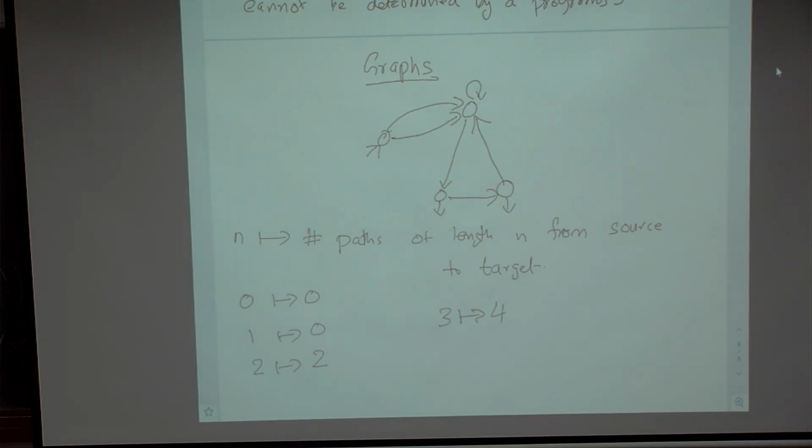And so on. So this graph, you think of it as a program. Okay, or a machine or whatever. You give it a number n. The output that it gives is the number of different paths that it has of that length.